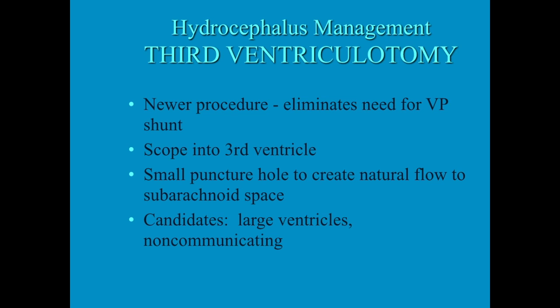One of the newer procedures is a third ventriculotomy, and it eliminates the need for them to actually put in a VP shunt, and they're hoping that this, in the long run, will decrease the number of hospitalizations for these kids. So they put a scope into the third ventricle. There's a small puncture hole to create a natural flow, and this flow goes right to the subarachnoid space. Candidates for this would be somebody with a large ventricle and non-communicating type hydrocephalus. So this ends the lecture on hydrocephalus.